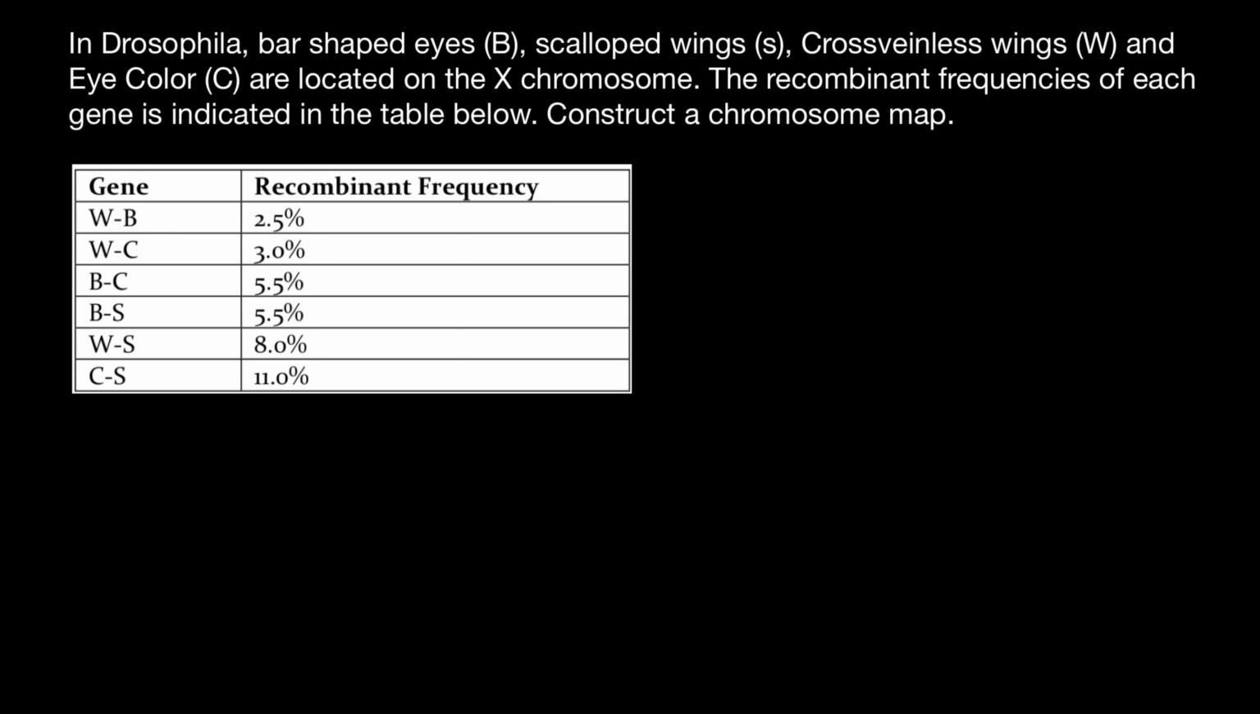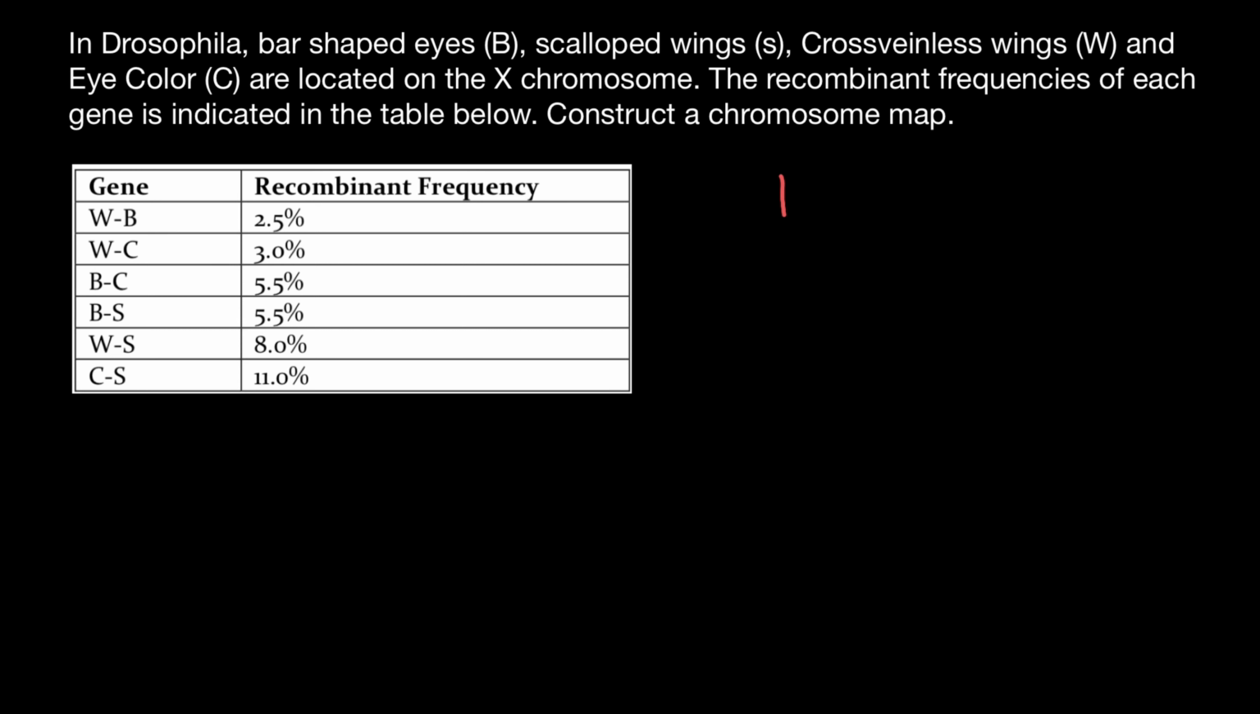Today's problem: in Drosophila, bar-shaped eyes B, scalloped wings S, cross-veinless wings W, and eye color C are located on the X chromosome. The recombinant frequencies of each gene pair are indicated in the table below. Construct a chromosome map. Usually students have difficulties with this type of problem, but actually it is easy to solve.